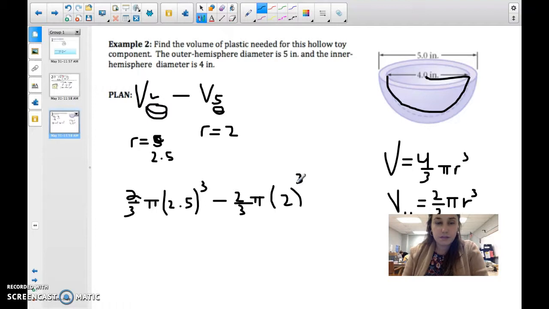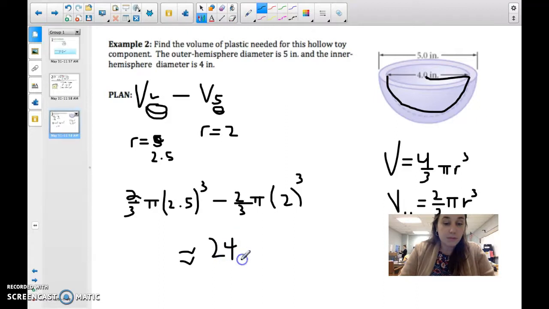2.5 cubed is like a weird decimal, so we're just going to go the decimal game and multiply by pi and everything. 2/3 pi times 4. So I got approximately 24.35. I'm rounding to the 100th place. What are we in? Inches cubed. That's the volume taken up by this like hollowed out half shell here.